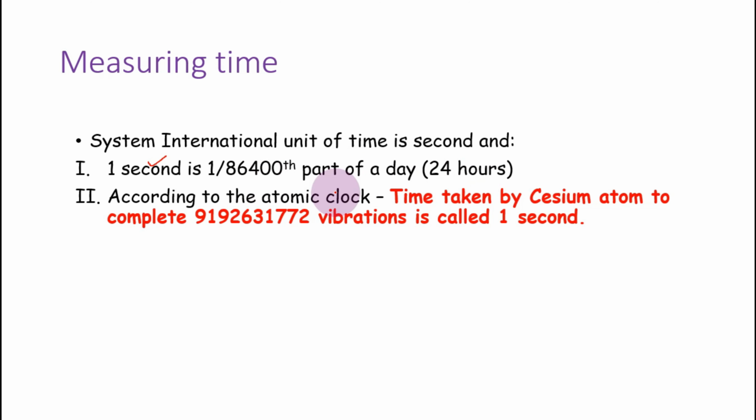Now according to the atomic clock, there is an atom called cesium, and cesium is not at rest. It oscillates about its mean position, and it completes nearly 9 billion vibrations in a time interval, and that time interval is 1 second. Imagine how fast the cesium atom is, that in 1 second it completes these many oscillations. So according to the definition of atomic clock, the time taken by cesium atom to complete these many vibrations or oscillations is 1 second. So these are the two definitions of 1 second.